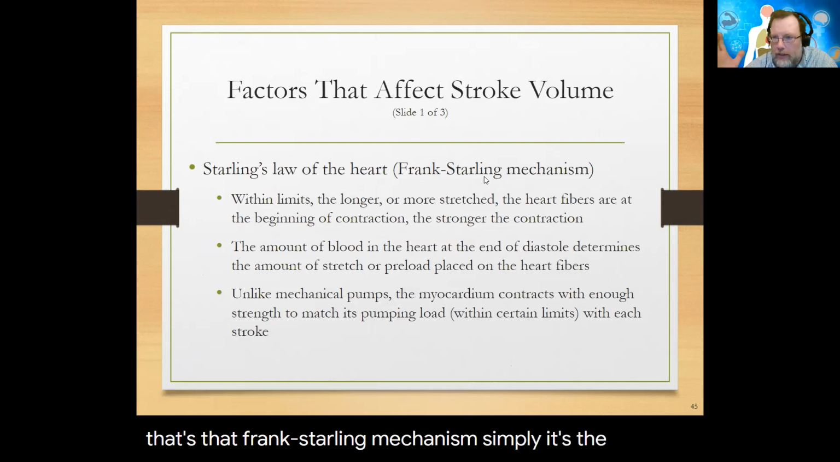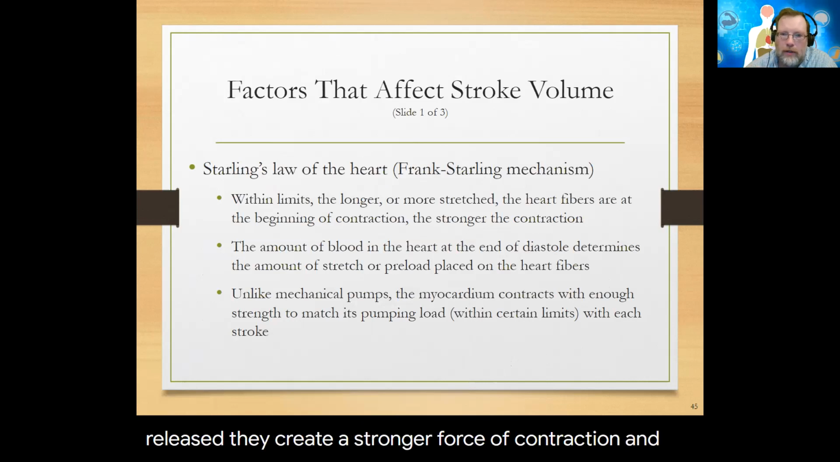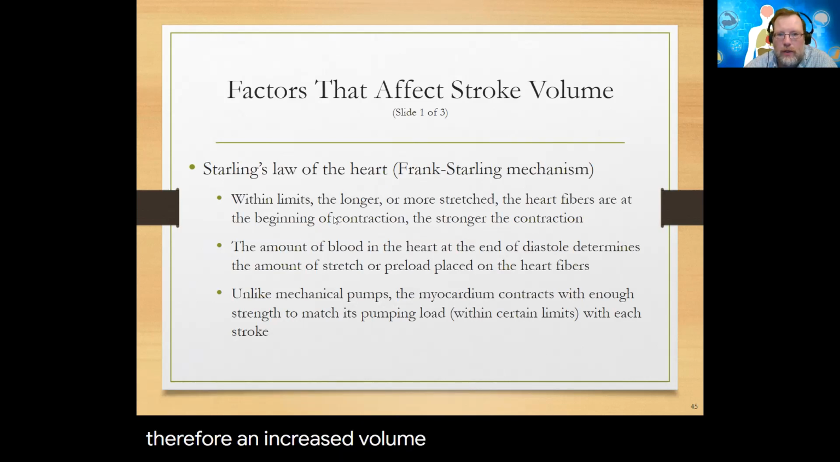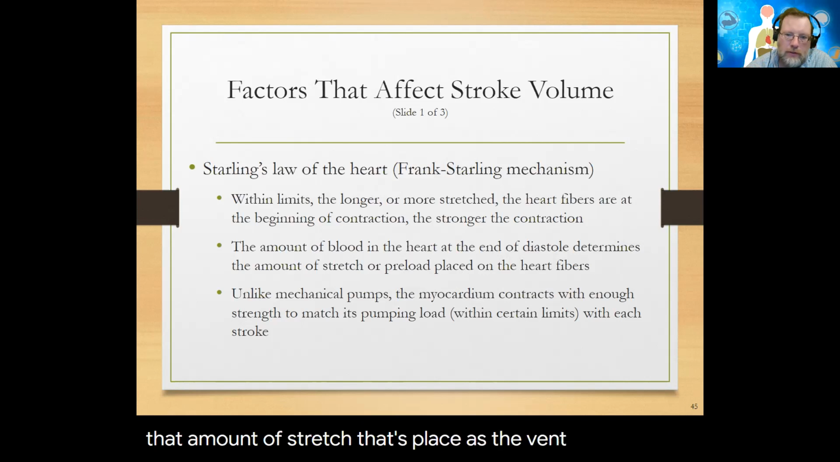Simply, it's the rubber band theory. The more volume causes the more stretch of the sarcomeres, which then, when they're released, create a stronger force of contraction and therefore an increased volume. So the longer or more stretched the fibers are, the stronger the contraction. The amount of blood at the end of diastole determines the amount of stretch, or what we call preload. So preload is that amount of stretch that's placed as the ventricles have filled up.